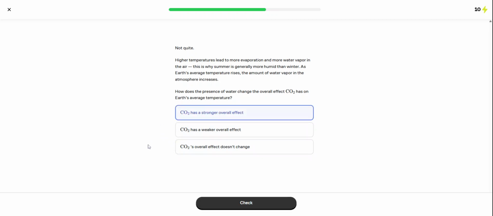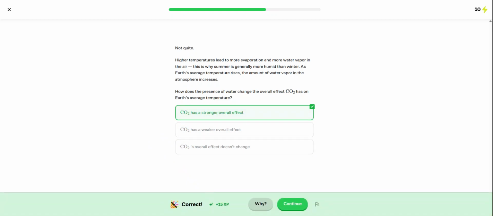Yes, that should be stronger overall effect. Let's check. Yup, that is correct. So why, for reasoning?